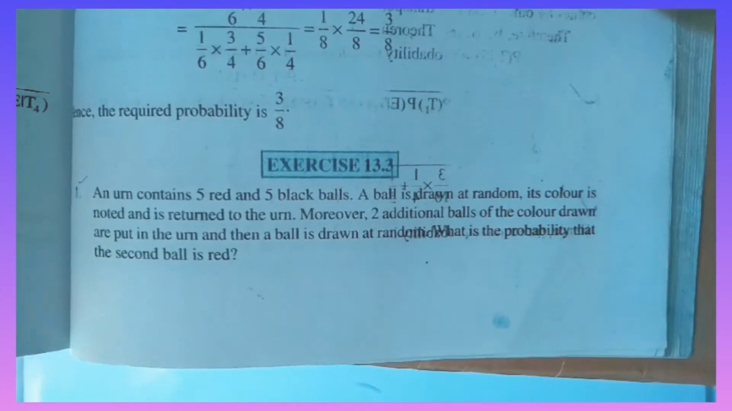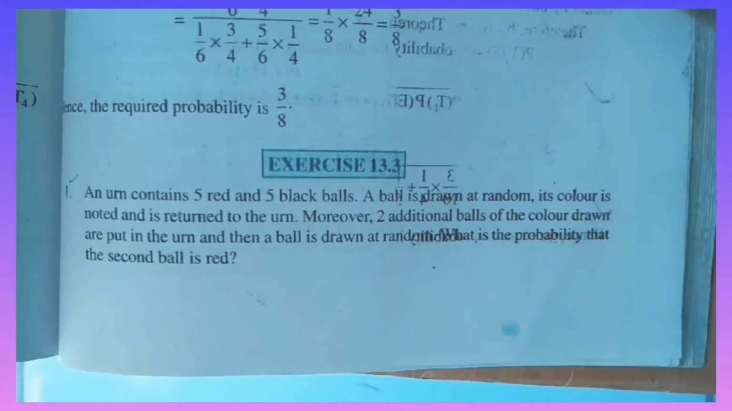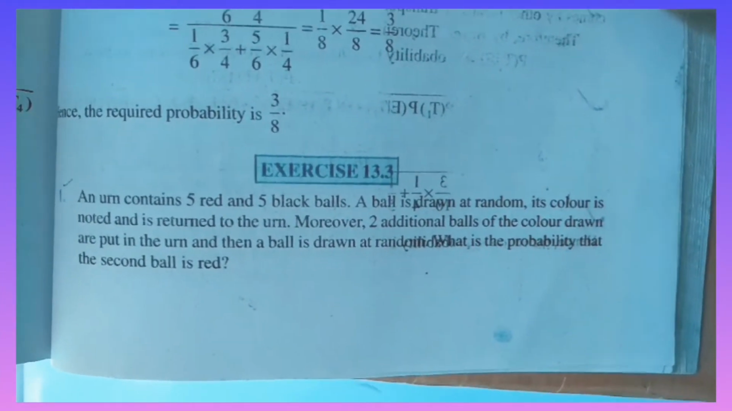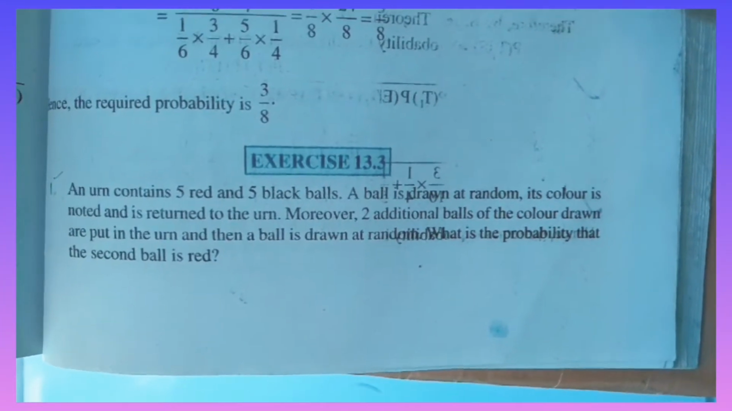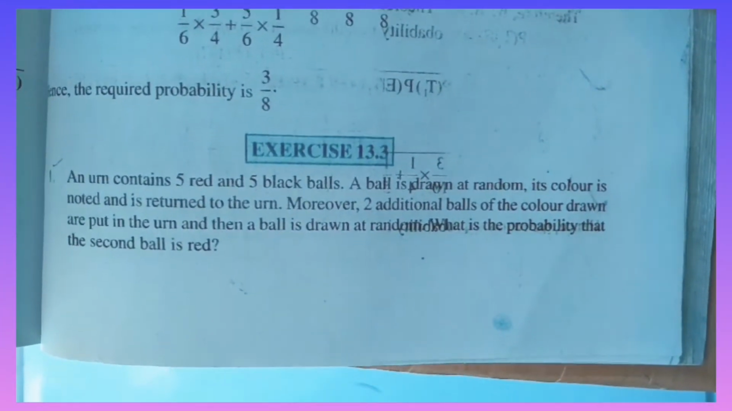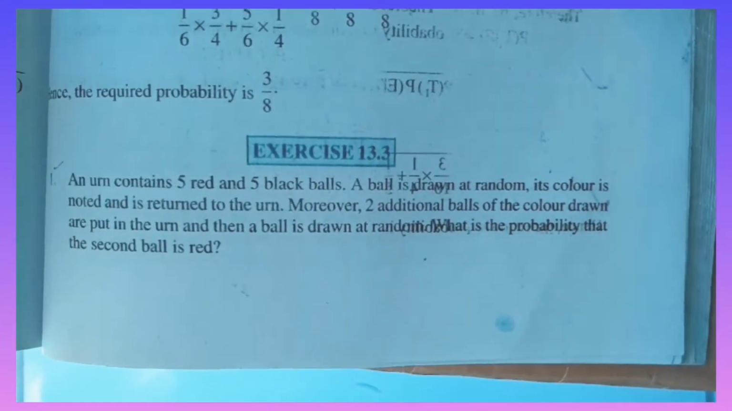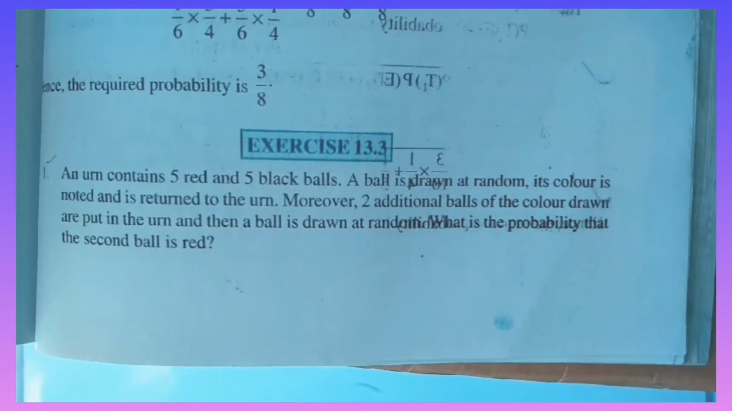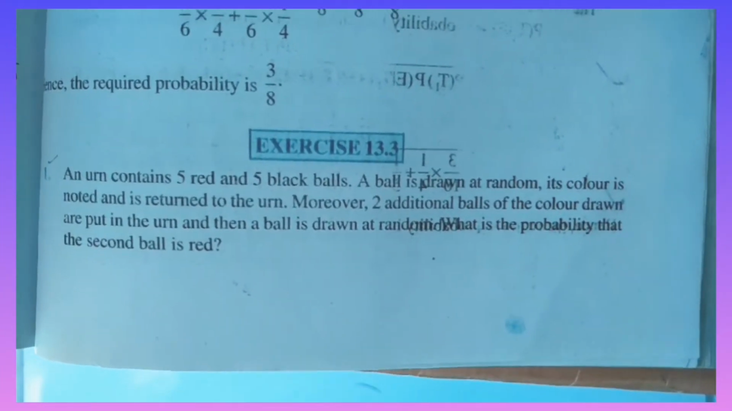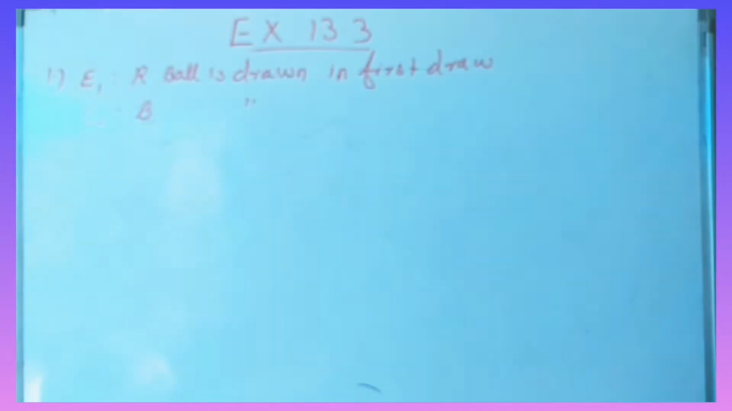First question. An urn contains 5 red and 5 black balls. A ball is drawn at random. Its color is noted and it is returned to the urn. Moreover, two additional balls of the color drawn are put in the urn and then a ball is drawn at random. What is the probability that the second ball is red?